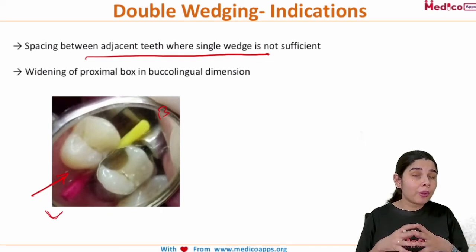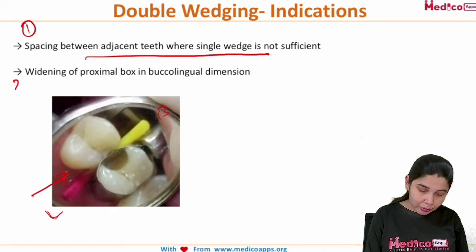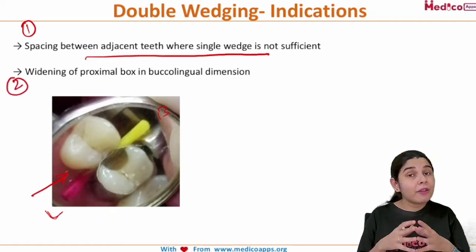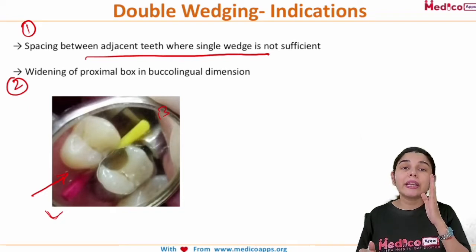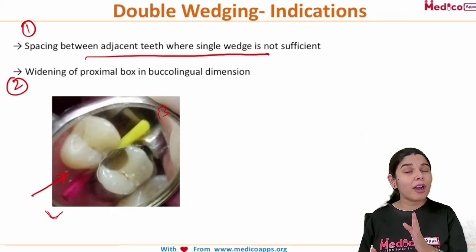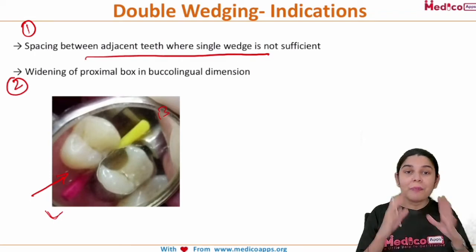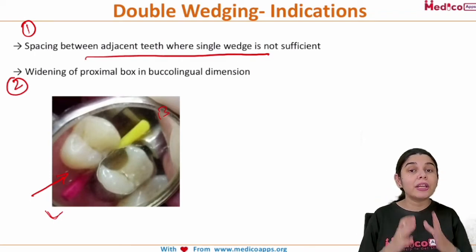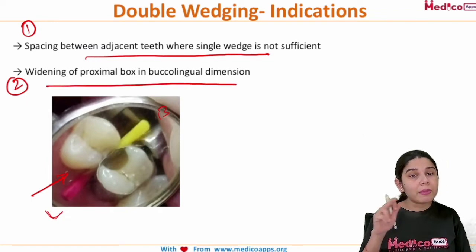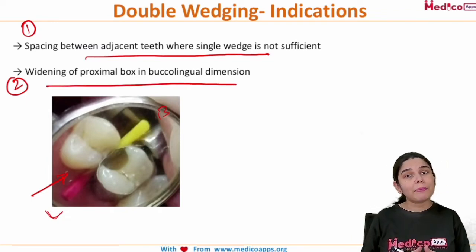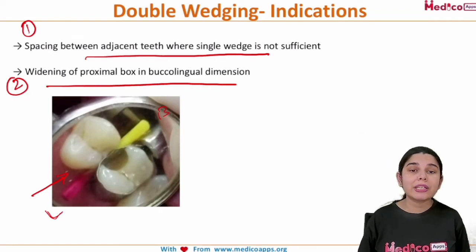Another important indication: the first indication is this, the second one is in case of widening of the proximal box in the buccolingual dimension, that means in class 2, and that was one of our options. So that option C is now removed, because it is an indication of the double wedging technique, that in case of widening of the proximal box in the buccolingual dimension, that is your class 2 cavity preparation. So this is the double wedging technique.